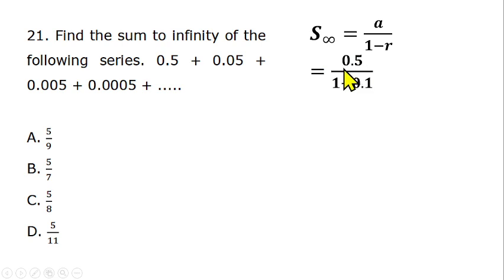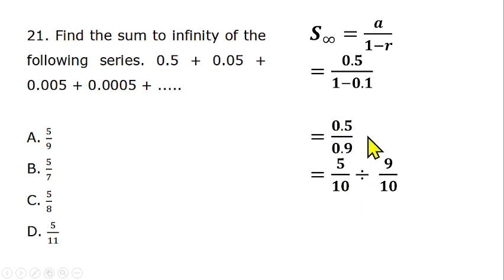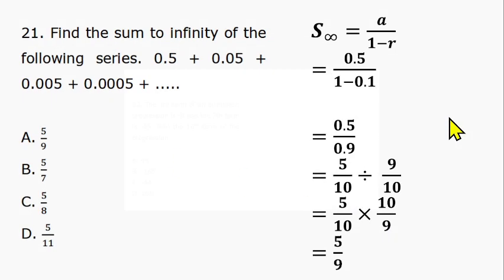If you substitute that, you have the first term 0.5 over 1 minus the constant ratio 0.1. That gives 0.5 over 0.9. Changing to fractions, 0.5 is 5 over 10, divided by 9 over 10. Change the division to times: 5 over 10 times 10 over 9. 10 takes care of 10. We have 5 over 9 as the correct answer. So option A is the correct answer for question number 21.